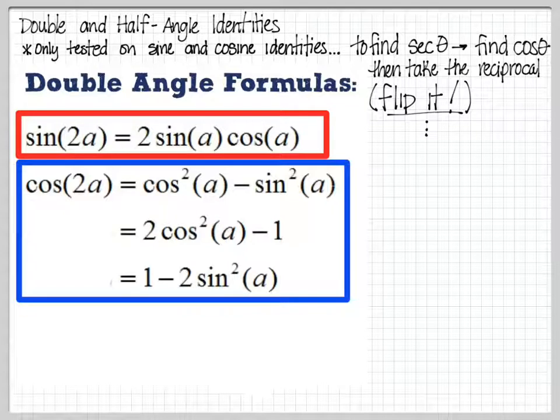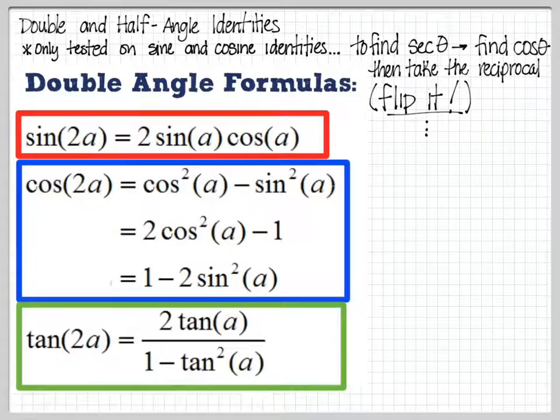Cosine of a double angle has 3 different formulas. It doesn't matter which one of these you use. You will end up with the same result at the end. The only reason you might pick one of these over the other depends on what you've been given in a particular problem. Sometimes it's easier to do cosine squared alpha minus sine squared alpha. Other times it's easier to do one of these, but all 3 of these are just as valid.